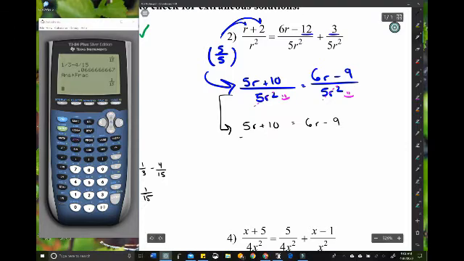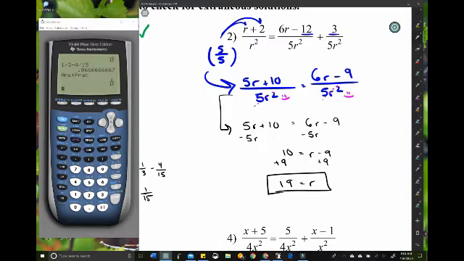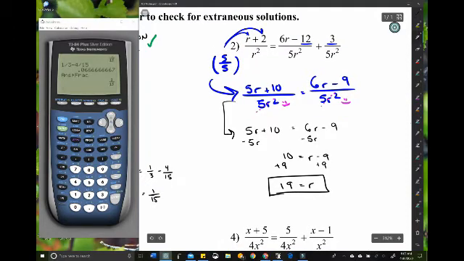And it's just a regular old solving problem from there. Minus 5r is r minus 9 equals 10. We'll add 9 over. And 19 is equal to r. Okay, that one should work out as well. You can also check in your calculator. I'll leave that up to you to do that one. Okay.